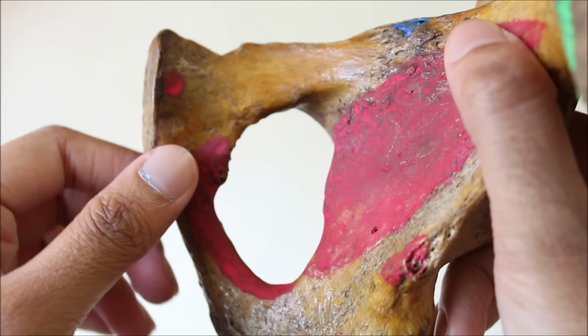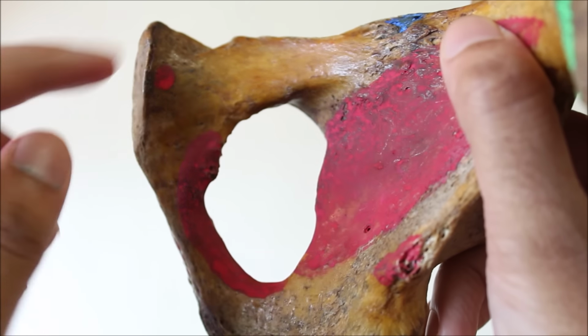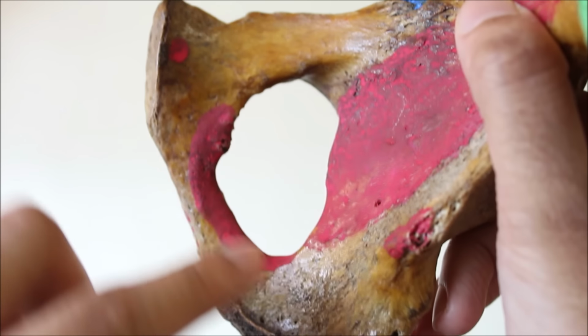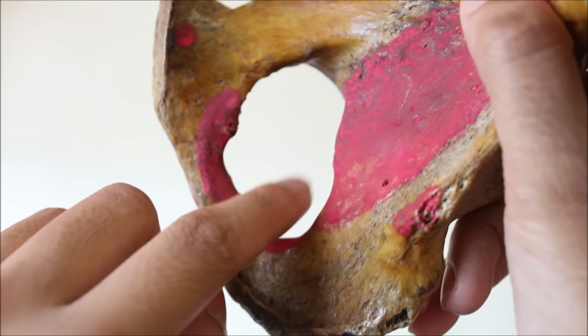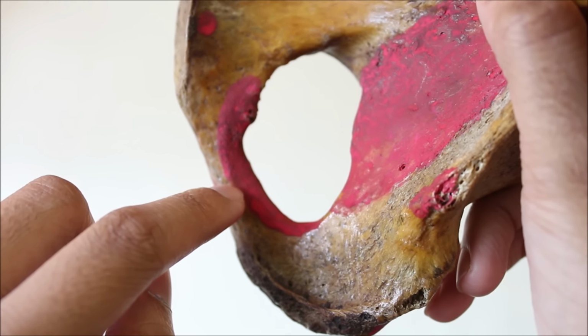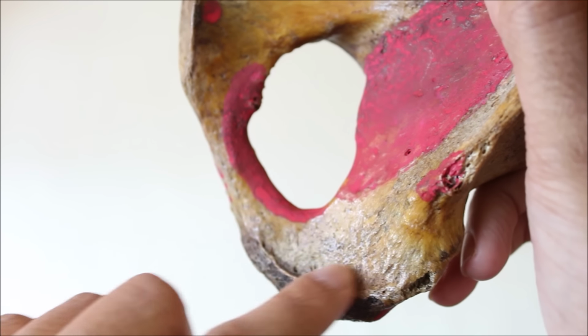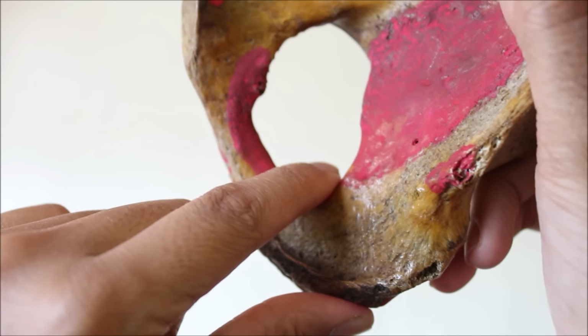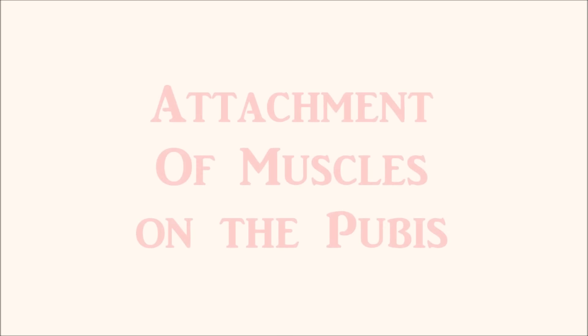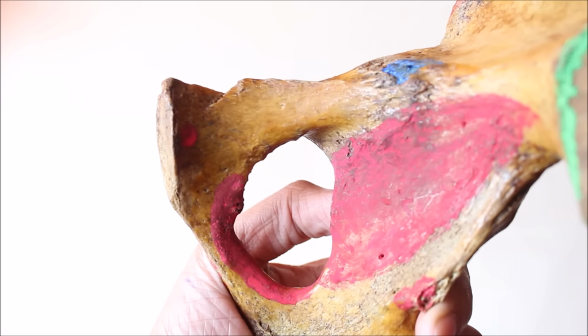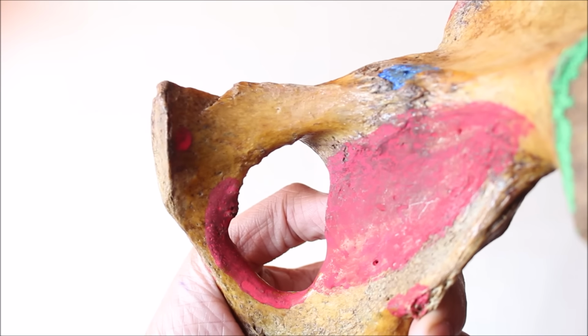Now let's look at the inferior ramus. It extends from the body of the pubis to the ramus of the ischium, medial to the obturator foramen. It unites with the ramus of the ischium to form the conjoint ischiopubic rami. Now let's learn about the attachments on the pubis.